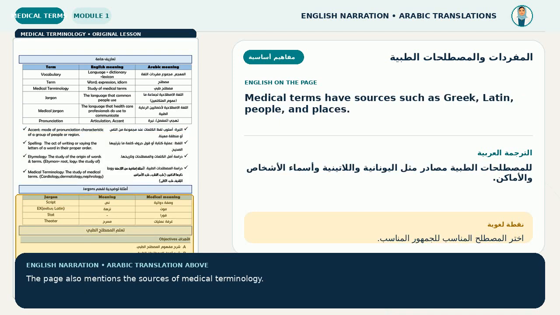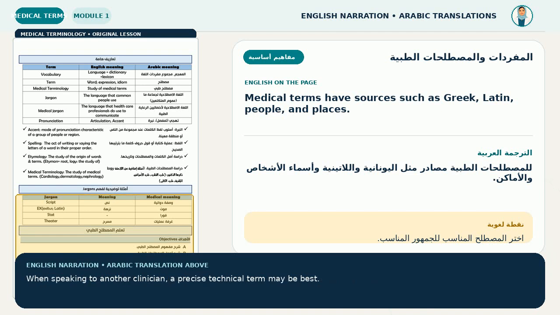The page also mentions the sources of medical terminology. Many medical terms come from Greek or Latin. Some come from the names of people, places, or diseases. Accurate medical communication depends on choosing the right term for the right audience.